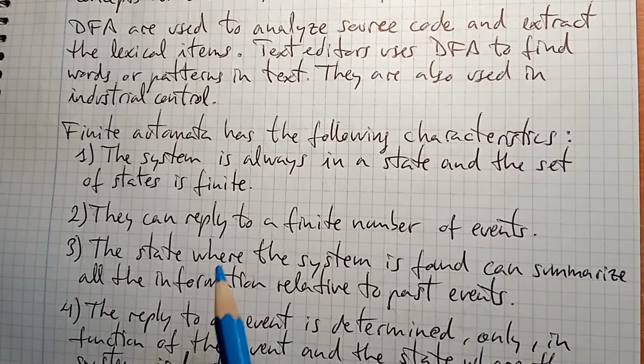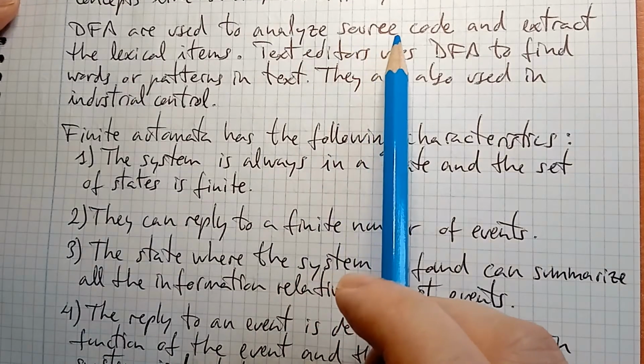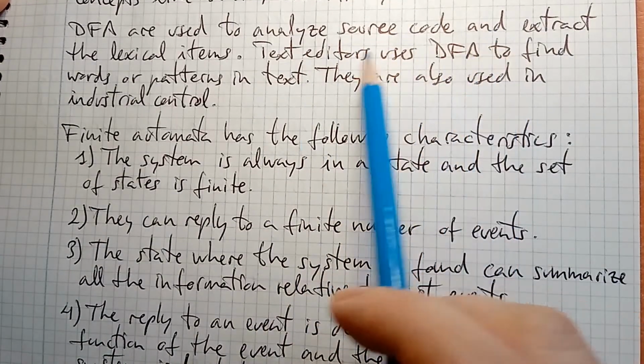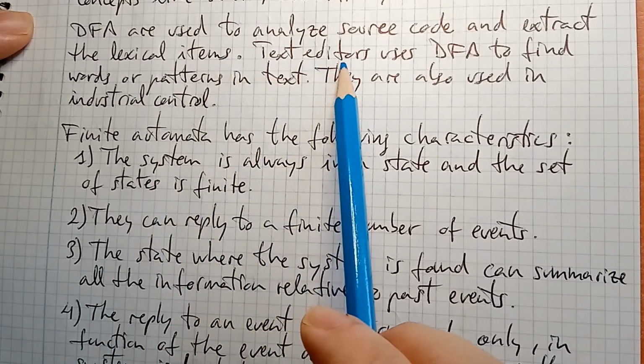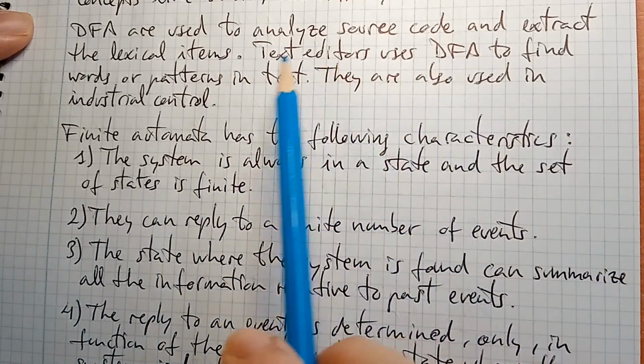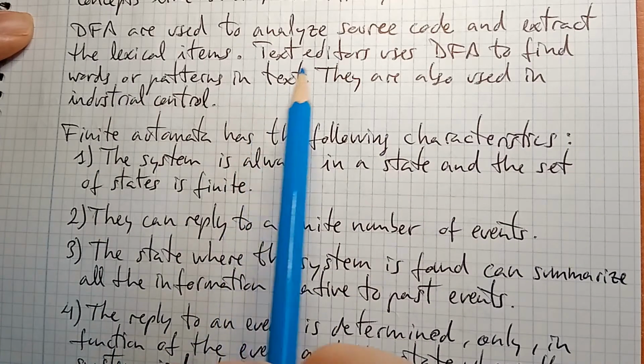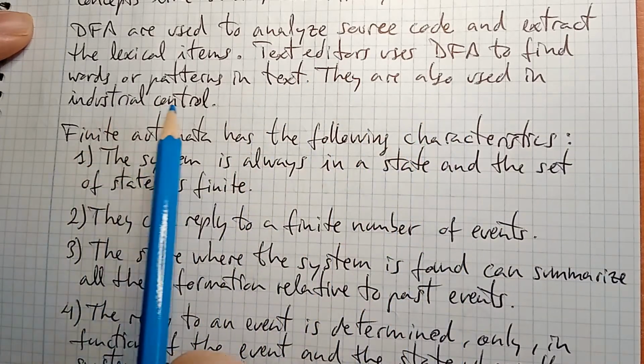DFA are used to analyze source code in programming and extract the lexical items to compile them. Text editors use DFA to find words or patterns in text. They are also used in industrial control.